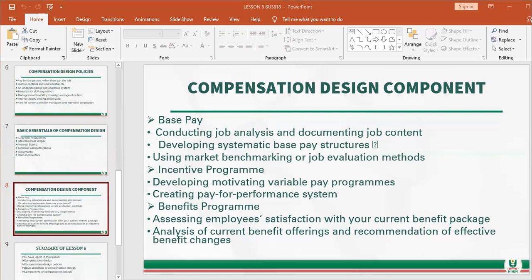So the first one is base pay. And what is base pay? To determine the base pay, the following are to be taken into consideration. So when you want to determine a base pay in an organization, these are the things that need to be taken into consideration. First, conducting job analysis and documenting job content. So you need to conduct a job analysis.